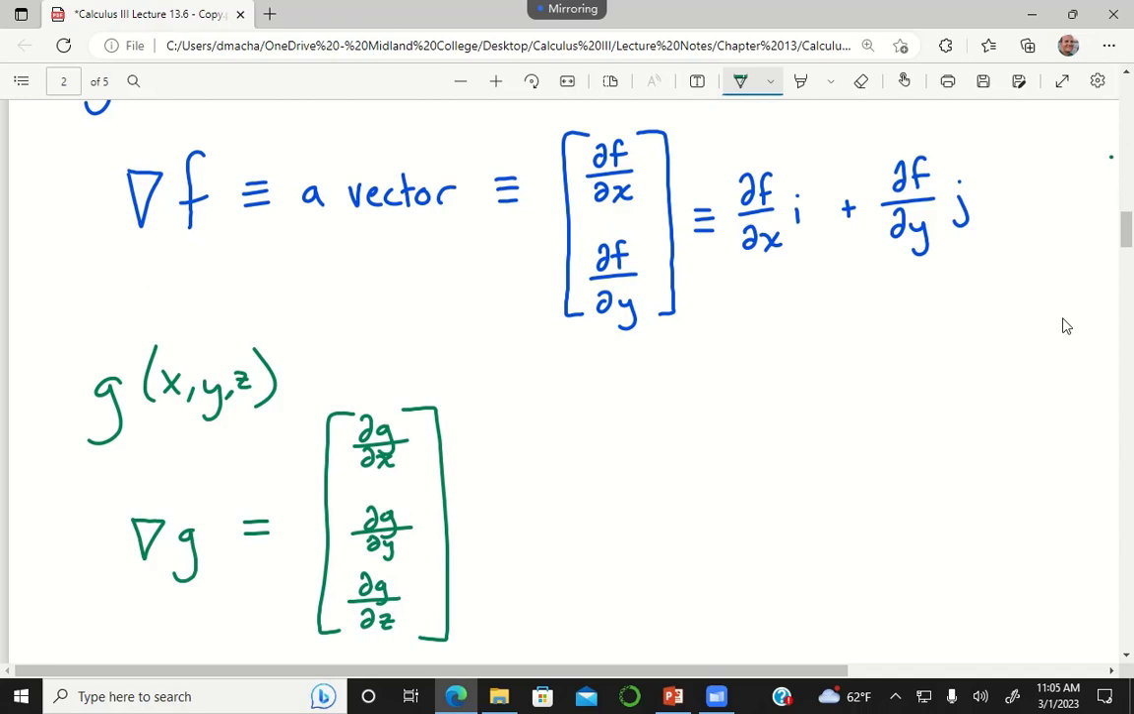But we've already done partial derivatives. And so if I ask you to take the gradient of a function, that should be super duper easy. That's not anything difficult. It shouldn't be anything intimidating.